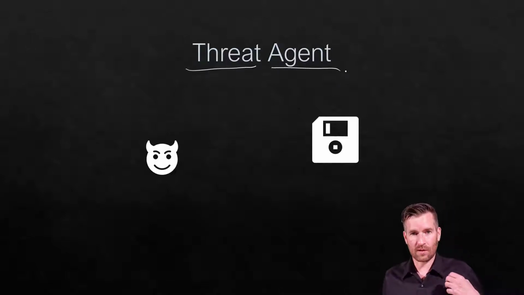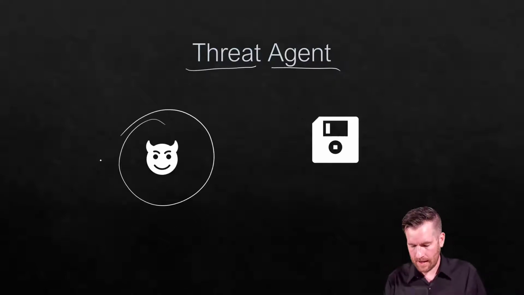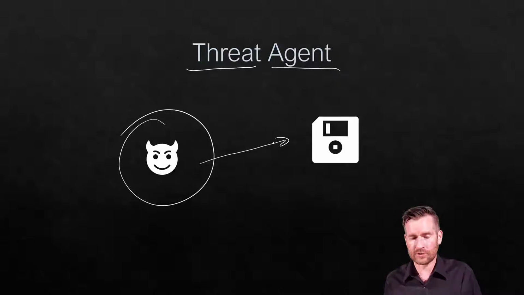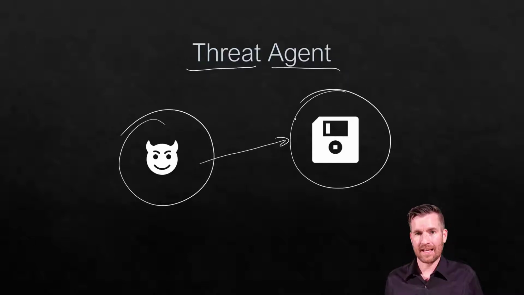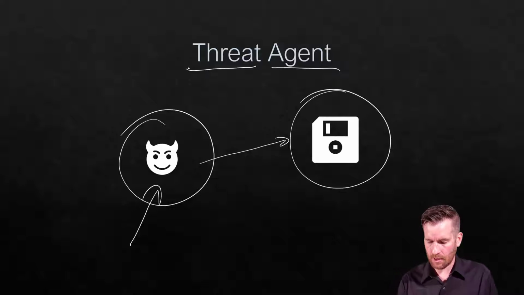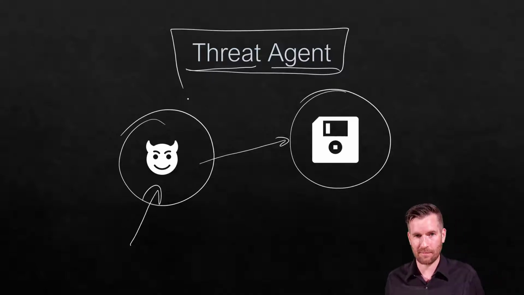Then we have the threat agent. The agent is what is actually causing the threat for this data. So in this example right here, we have a hacker that is trying to steal or alter this data. And so the hacker is the threat agent in this example.